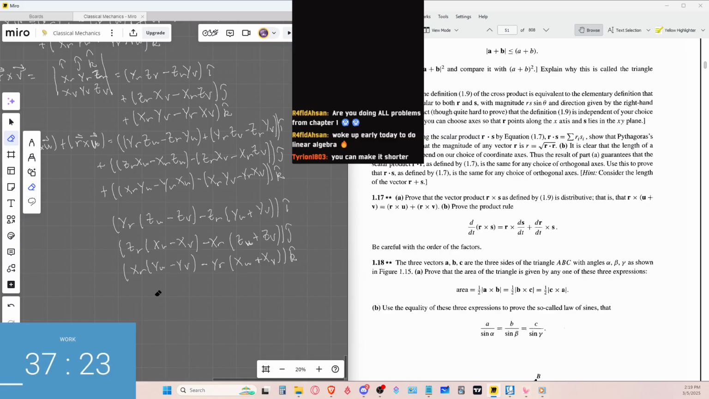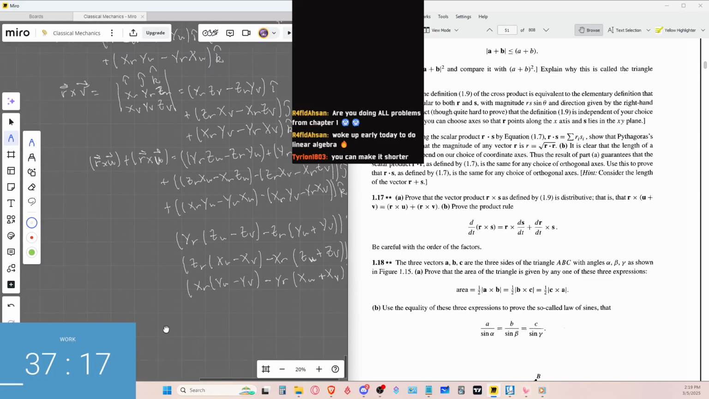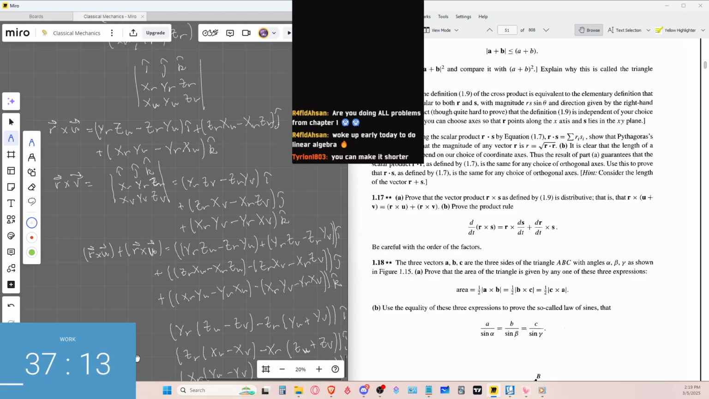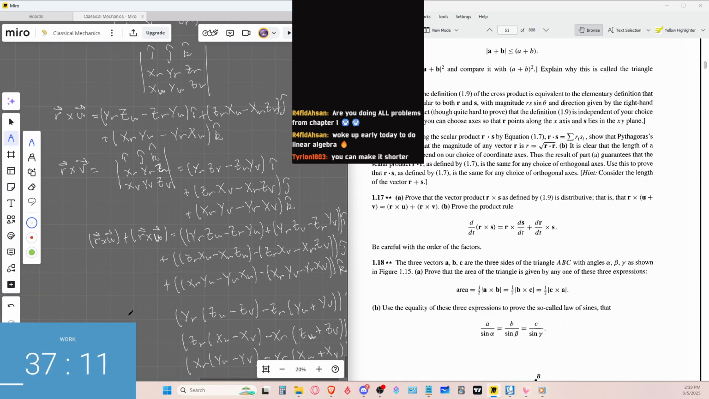You can make it shorter. Yeah, I could probably make it shorter. That's the thing with me, whenever I work on a problem, I usually think of the way that I'm so used to, but then I don't see the pitfall of it could be that it's extremely tedious.